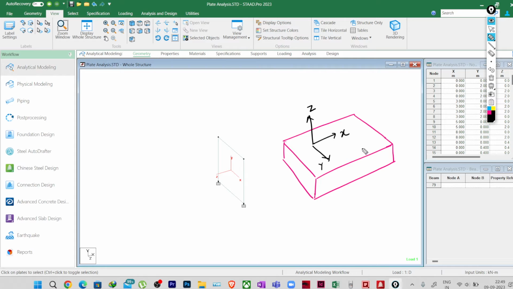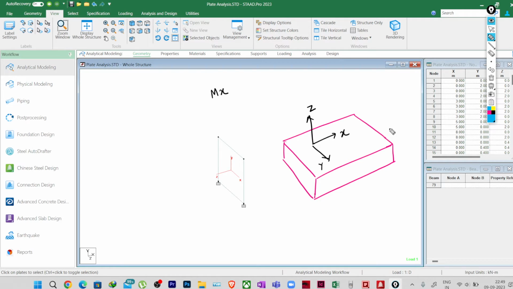Okay, so moments are always along the direction of the axis. Suppose I want to see moment mx, the result STAAD is giving. So mx will always be along the direction of the axis. My x-axis is this one, along left to right. So the moment will be along this direction.